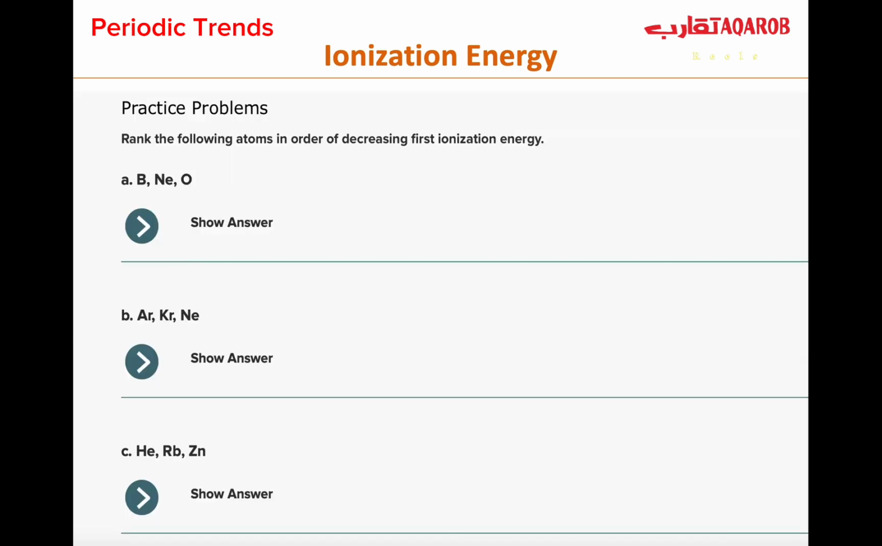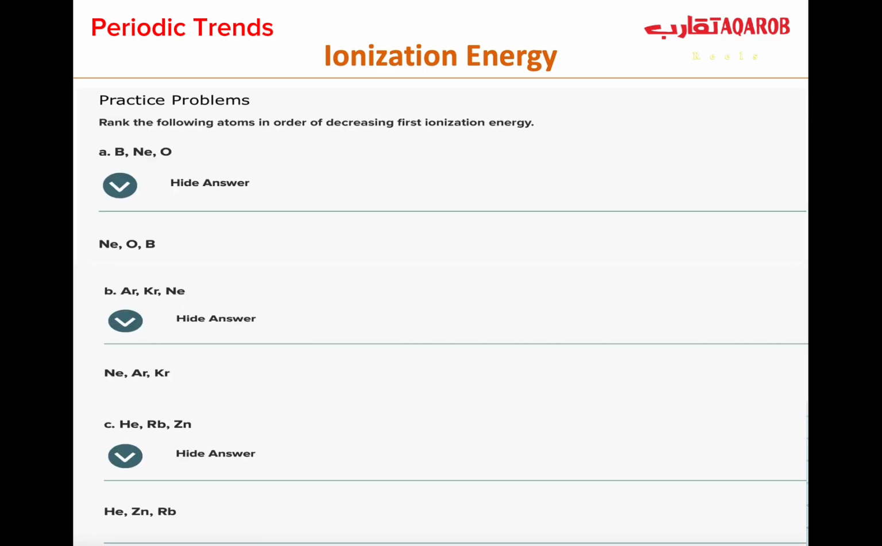Okay, and we have these questions. Please answer them. Rank the following atoms in order of decreasing first ionization energy. So rank them or arrange them. Use the periodic table, and these are the answers.